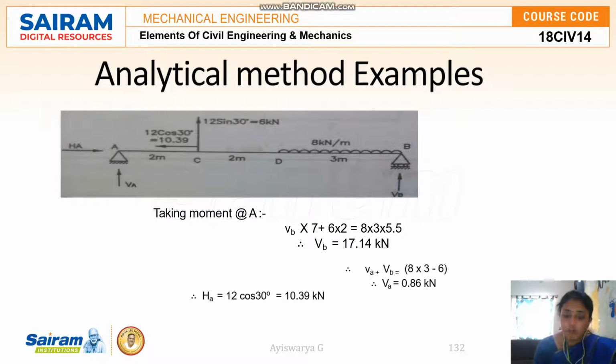So finally we have found VA is equal to 0.86 kilonewton, and using the equation VA plus VB, we have found VB is equal to 17.14 kilonewton.